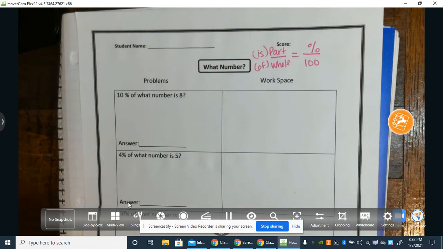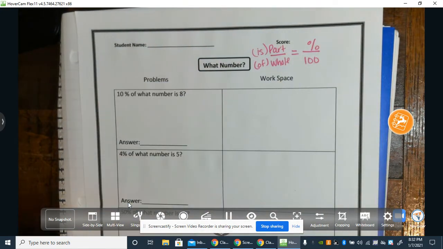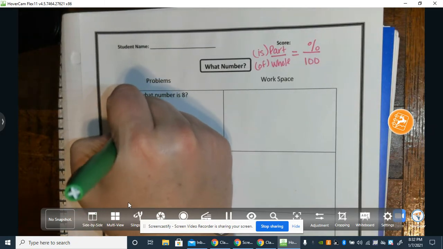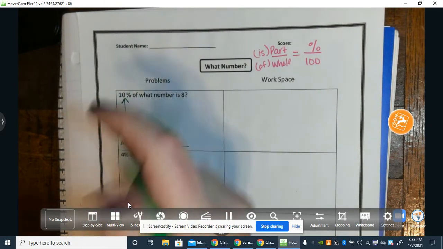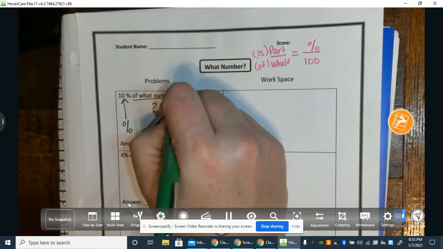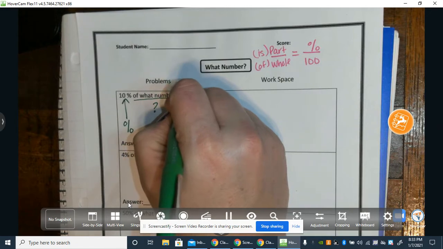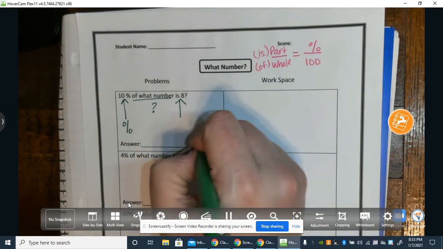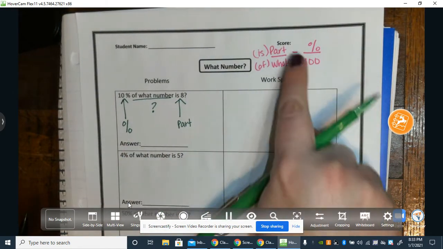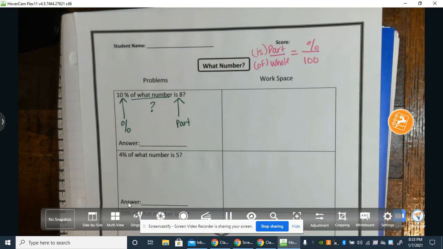Okay, so we have plenty of workspace over here. So our first question is 10% of what number is 8? So look, there's 10%, so that's our percent right there. So we know what that piece is going to be. Of what number? Well, this is our question mark, so I don't know what that is. 8, do you see where it is? That is our part. So we know our part, our percent, and we know 100, so we're missing our whole.